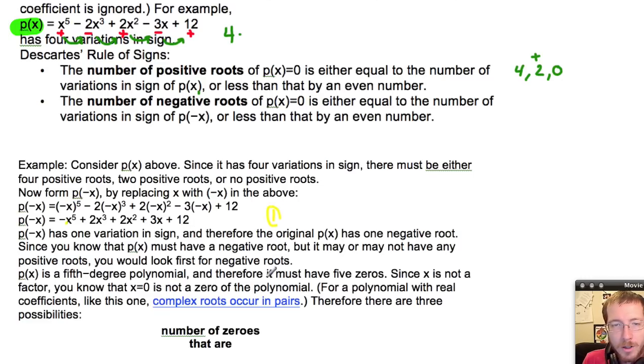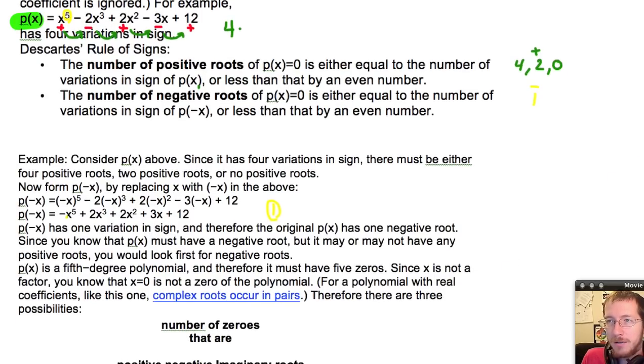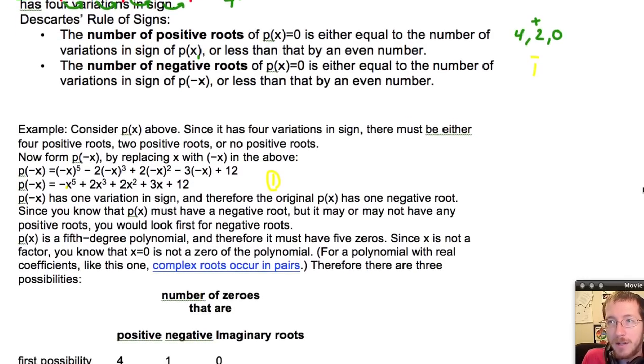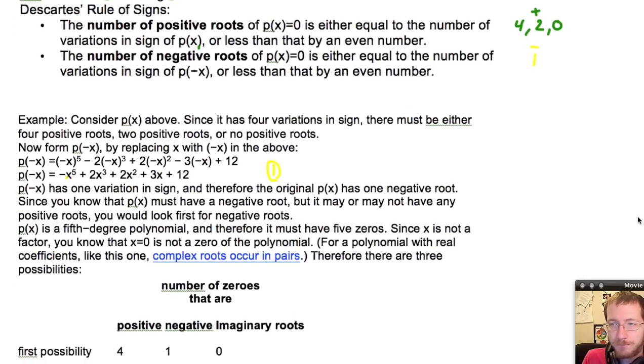So we've got just one negative root. For our negatives, we have just one root. Now since P of x is a 5th degree polynomial, looking at the exponent of our leading term, it's got to have 5 zeros. It's got to have 5 roots. So it might help to have a table to organize all these different possibilities. Because again, we said it could have 4, 2, or 0 positives.